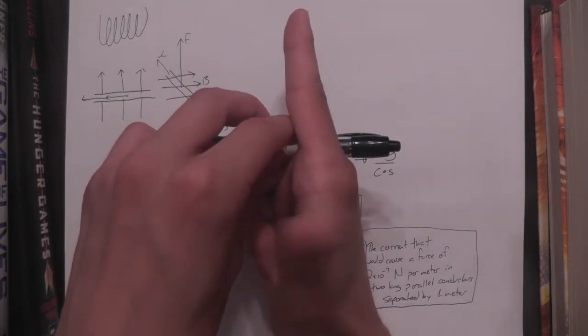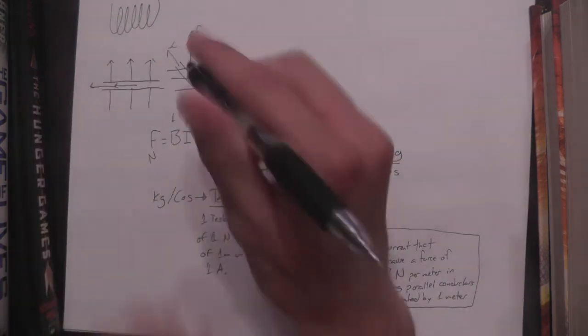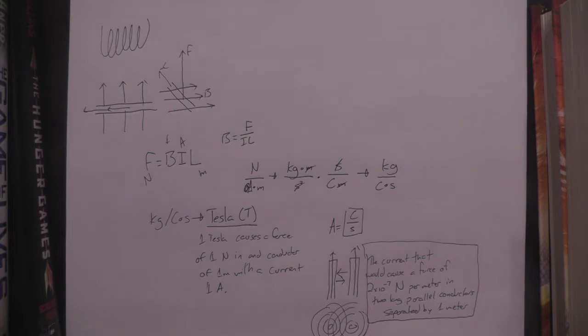And your force is your thumb, perpendicular, pointing up in the air. Just like that diagram I drew there. And that's an easy way to determine the direction of the force, because force is, of course, a vector.